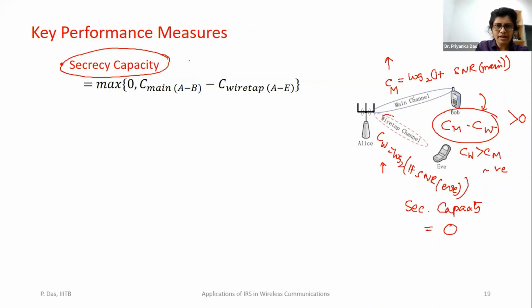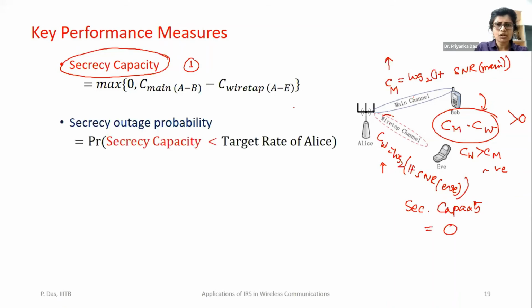This is number 1 performance metric. Number 2 performance metric, as you all know the conventional outage probability, you do secrecy outage probability. What do you mean by that? Secrecy outage probability. It's like when your source, Alice, is transmitting at a rate R and that rate is greater than secrecy capacity.